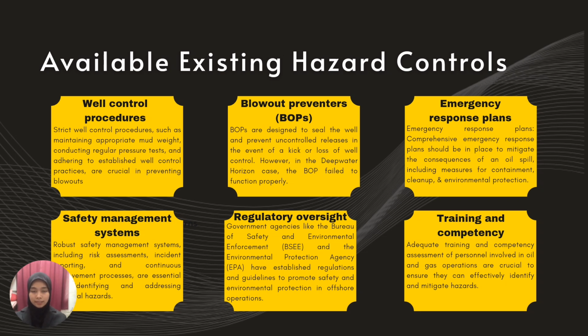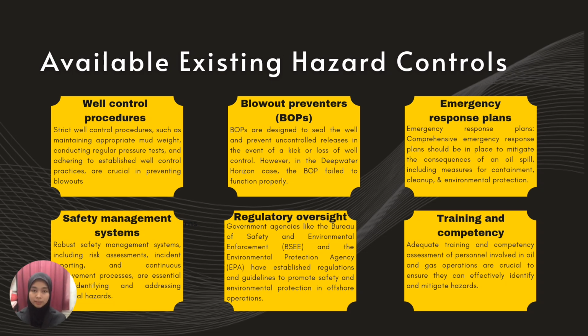Available existing hazard controls. Firstly, well control procedure. Strict well control procedures such as maintaining appropriate mud weight, conducting regular pressure tests, and adhering to established well control practices are crucial in preventing blowouts. Next, blowout preventers, also known as BOP. BOPs are designed to seal the well and prevent uncontrolled releases in the event of a kick or loss of well control. However, in the Deepwater Horizon case, the BOP failed to function properly.